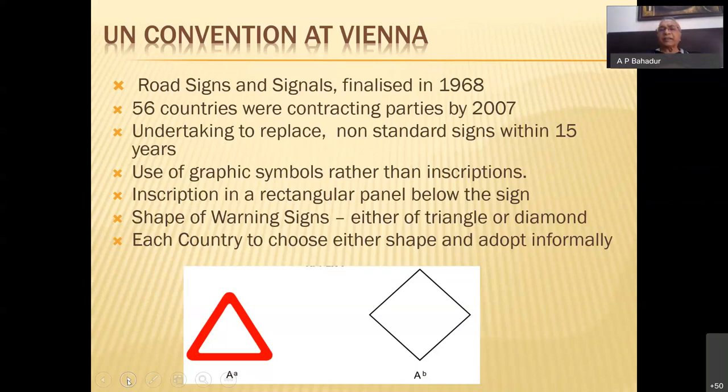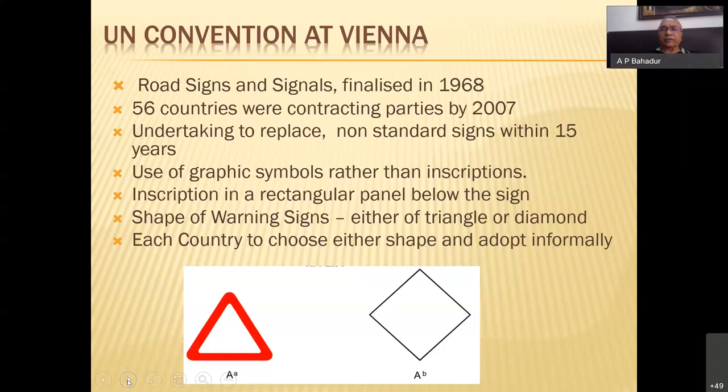So if there is a graphic, it becomes a universal language. Second thing was that for cautionary signs especially, the countries were asked to adopt one of the two shapes, either triangle or this diamond shape. So India adopted the triangle shape.